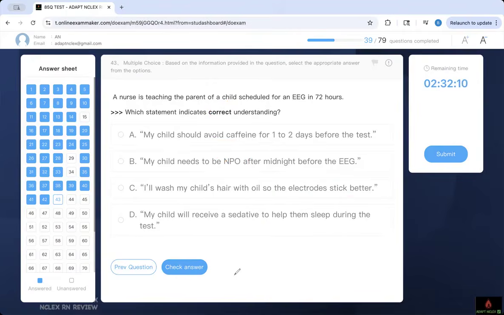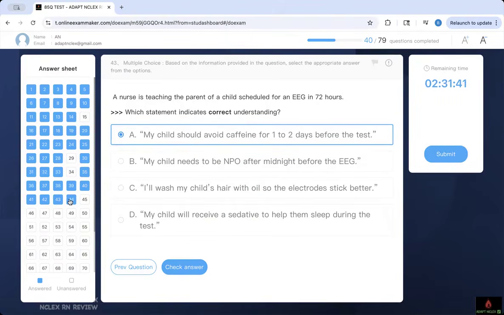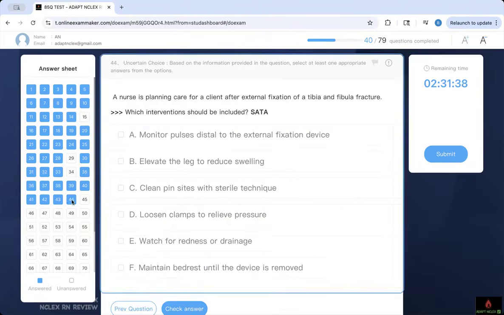What do you think? Which answer choice will you pick? EEG. You don't need any sedation. Of course, you need electrodes, but oil will make the pads not stick well. You don't need sedation. You don't need to be NPO. You see how I did it? Therefore, this is the patient that we have to see. Avoid caffeine. Why? It affects the brain activity and it will affect the study.